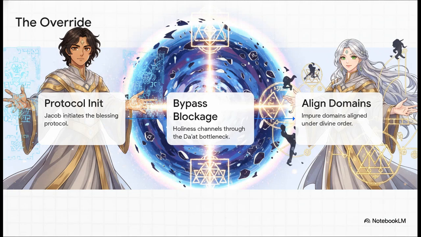So here's exactly how that override executes. Jacob initiates the protocol. The blessing from holiness actually channels straight through that blockage. And here is the secret, the sod. The holiness flows even into the impure domains. It doesn't flow there to empower the impurity independently, no way. It flows there to forcefully align that raw, unregulated processing power right back under the main divine network.